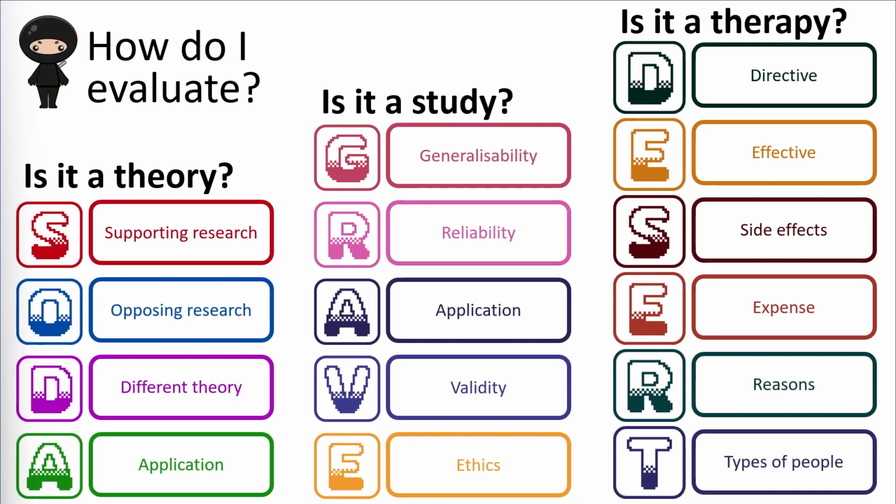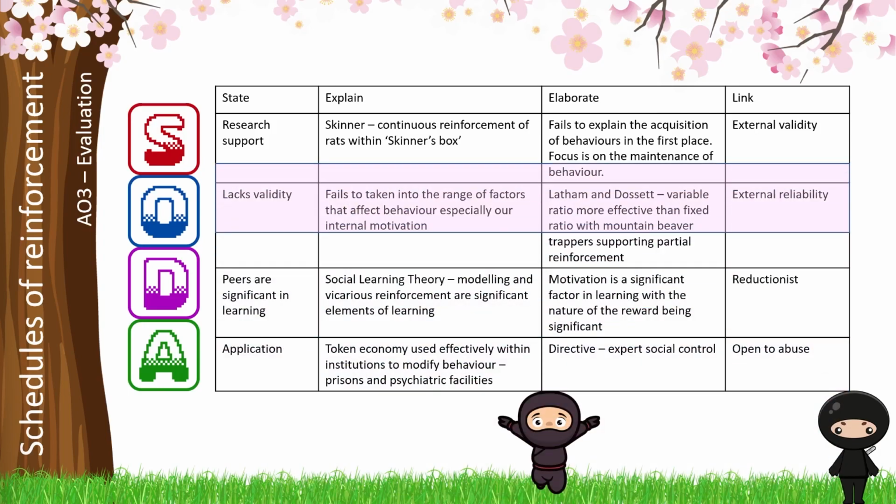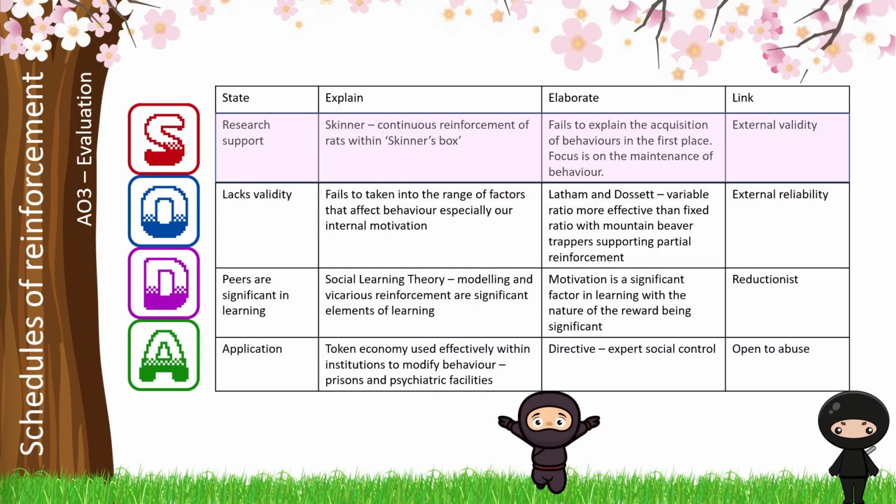How do we evaluate? Well, we've already established that this is a theory, and therefore we're following SODA as our platform for evaluation. This breaks it down into supporting research, opposing it, giving a different explanation, and some application. Within each of these, we strongly advise students to have arguments and counter-arguments to develop those logical chains of reasoning. Also within this, our links are our mini conclusions, and we can do this instead of having an overall conclusion.